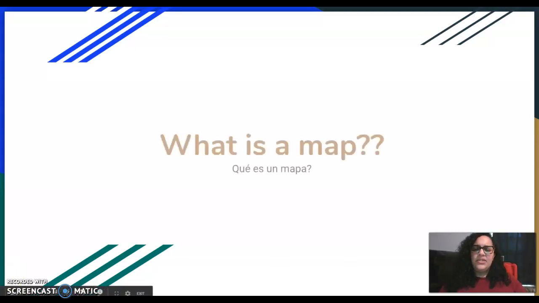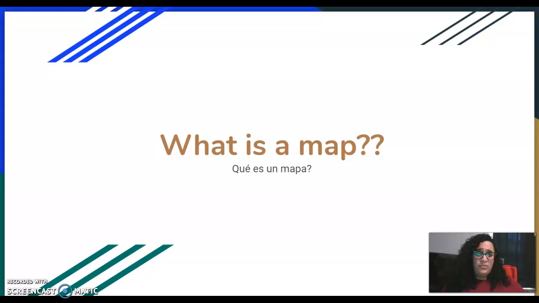Today what I'm going to be teaching you is what are cardinal directions and what do we really use maps for? Like, what is the purpose of them? Why are they so important? And how do we even use them? So, my first question to you is, what is a map?